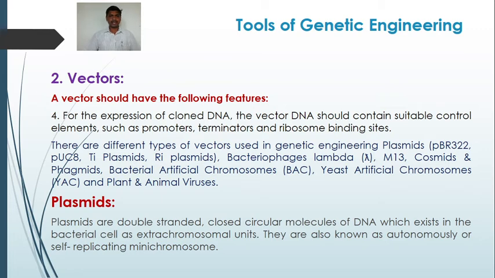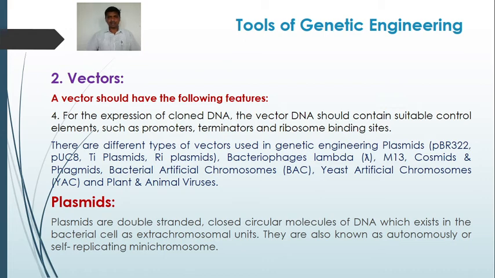There are certain examples of the vectors used in genetic engineering. There are different types of vectors used in genetic engineering. For example, plasmids: pBR322, pUC8, Ti plasmid, Ri plasmid. These are the examples of plasmids. Then bacteriophages: lambda, M13; cosmids, phagemids, bacterial artificial chromosomes (BAC), yeast artificial chromosomes (YAC), and plant and animal viruses. So these are the vectors used in genetic engineering.